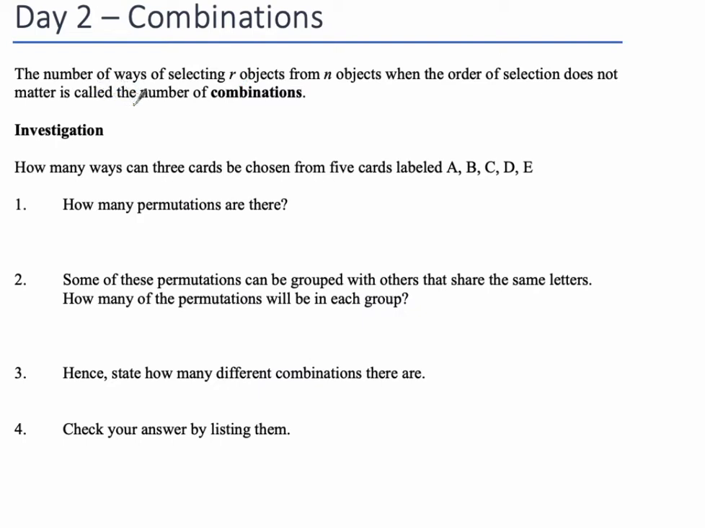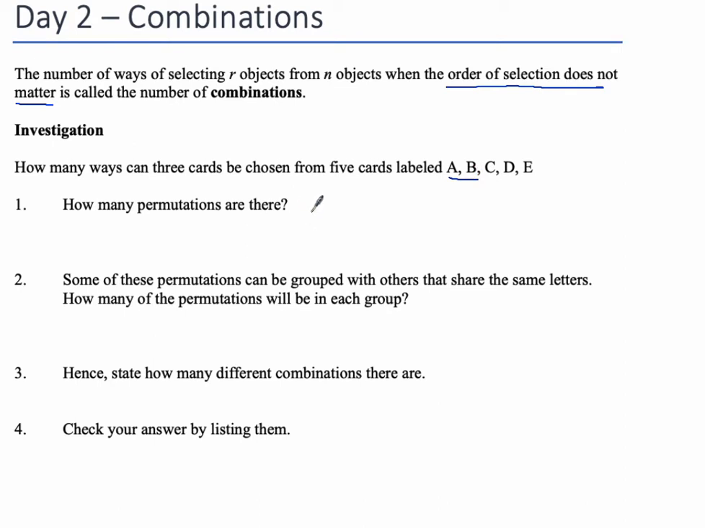The number of ways of selecting r objects from n objects where the order does not matter is called a combination. So that's how it's different from a permutation. In a permutation, the order does matter, but we're going to derive the formula for combinations from the formula for permutation. So let's take a look at the number of permutations for selecting three letters from this group.